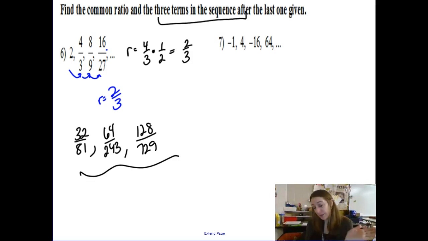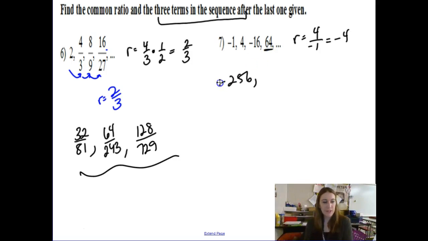Alright, the next one. Apparently it's geometric. So we have the common ratio, which I'm just going to take the second term and divide it by the first term. So it looks like the common ratio is negative 4. So the next term, if I multiply this by negative 4, it would be negative 256. And again, I didn't read my directions, so negative 256 times negative 4 is 1024. And then times another negative 4 is negative 4096.